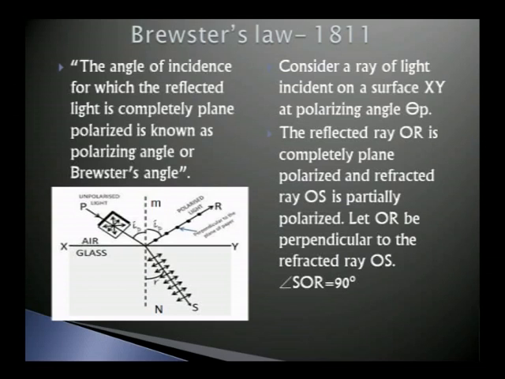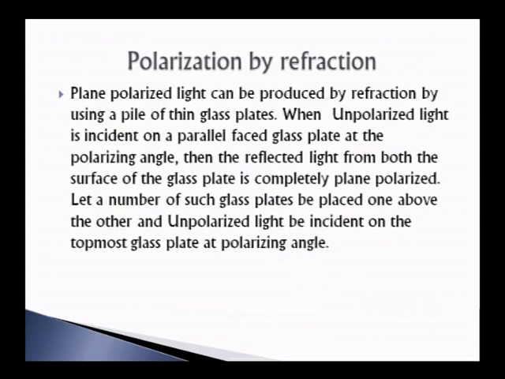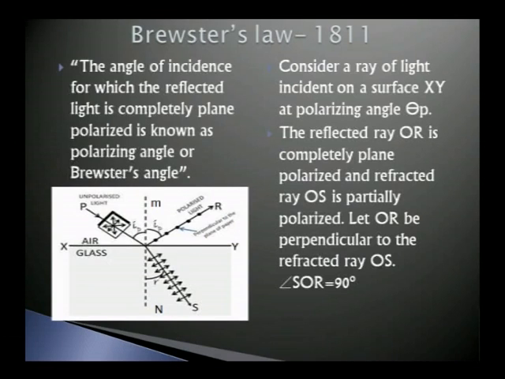Now we have a figure here. This is the incident ray. At this point of intersection, if we take it as O, then OP is the incident light, OR is the reflected light and OS is the refracted light.